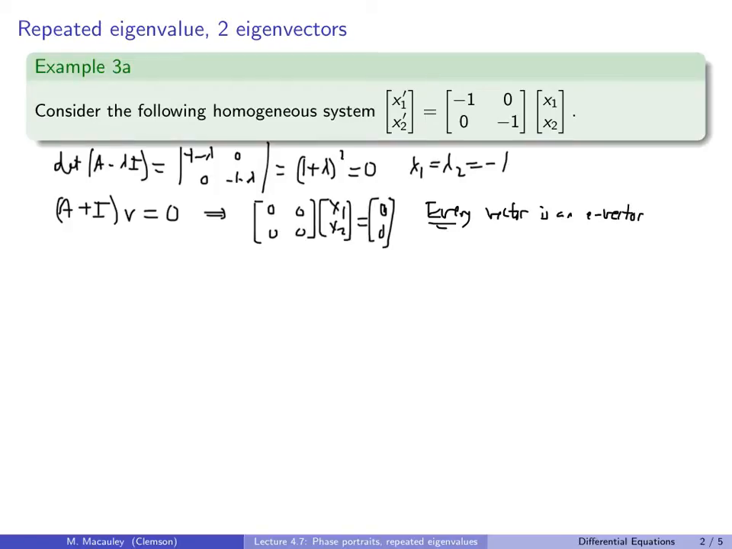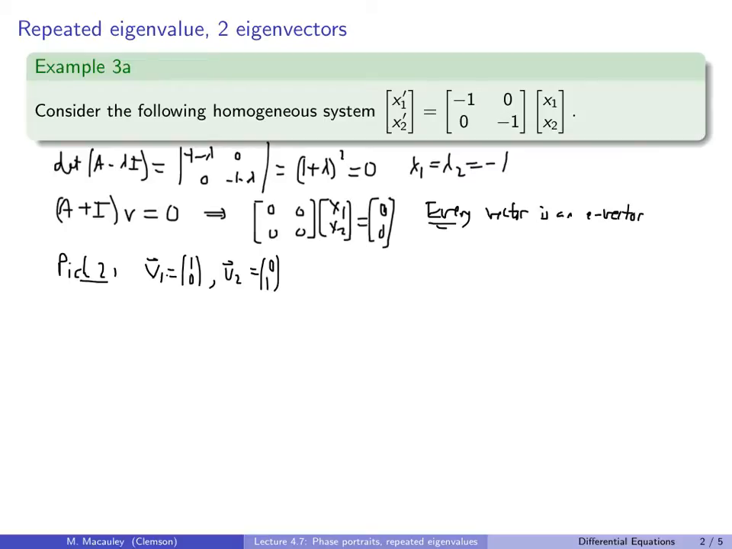Now we don't actually need this. All we need are two vectors. So we need to find an x1 and an x2 to get the general solution. So let's just pick two. Let's take v1 to be 1, 0, and let's take v2 to be 0, 1, because why would we want to pick vectors that are harder than we need?